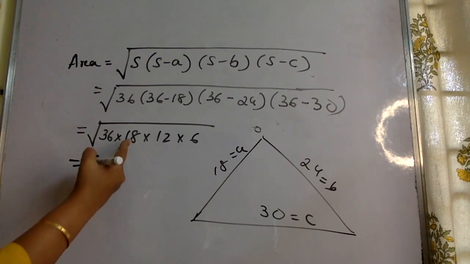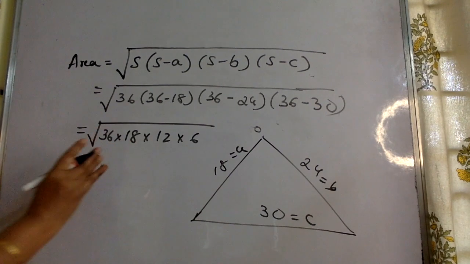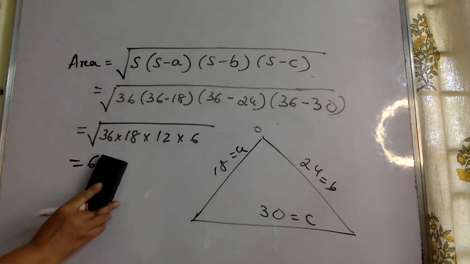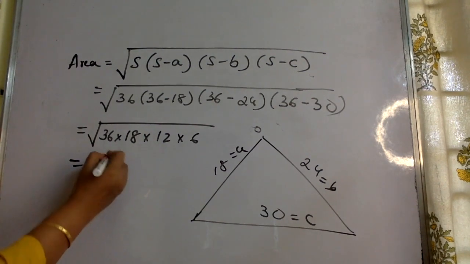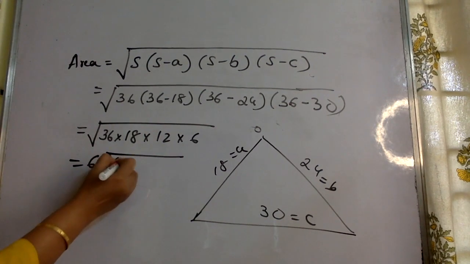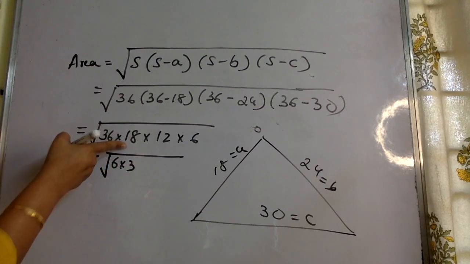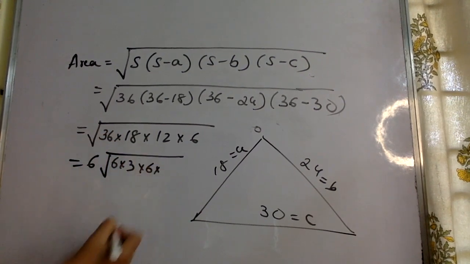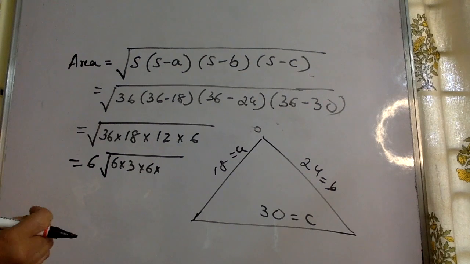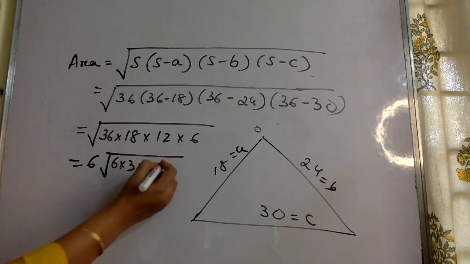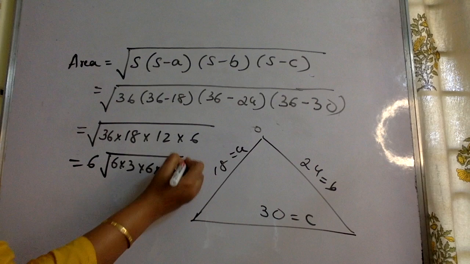Now here I have 6 into 3, this is 6 into 3, 18. Then it is 6 into 2. Don't split it into 2's and 3's. You don't have to prime factorize it. Into 2 and then a 6.